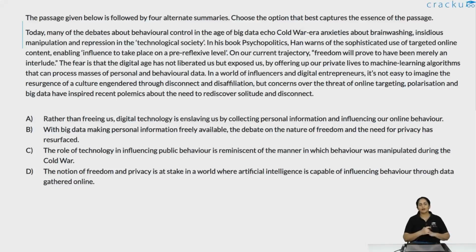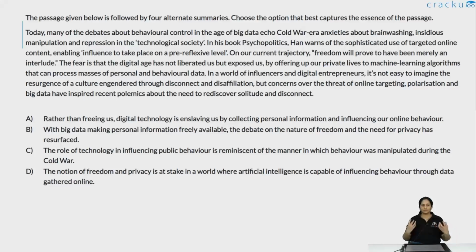So basically, the author is saying that if you see the current way in which people are talking about behavioral control, it harks back to the era of the Cold War. In the Cold War, there were concerns that people are being brainwashed, they are being mind controlled, etc. And those same concerns are occurring today. Now, essentially, what has generated the new fear?